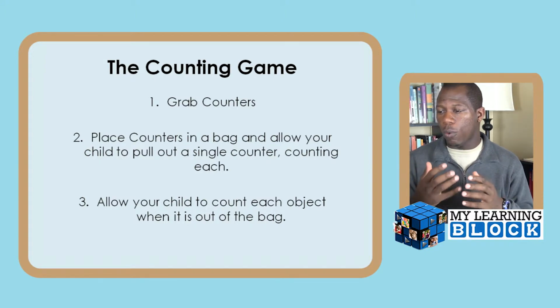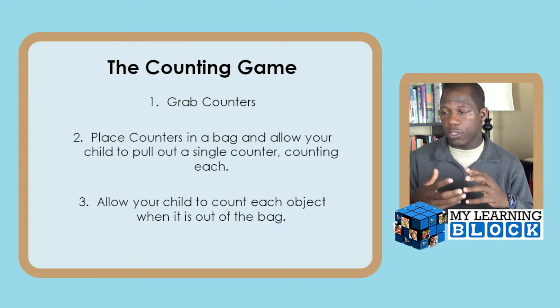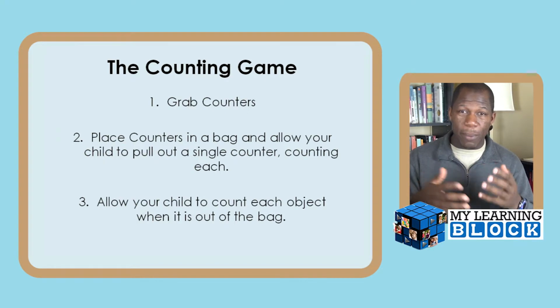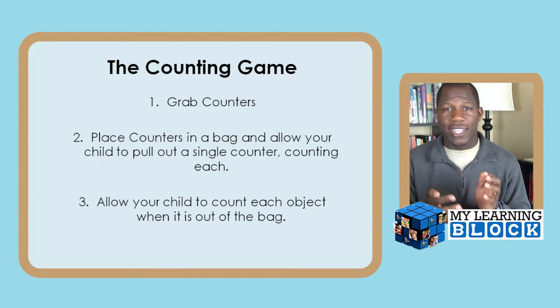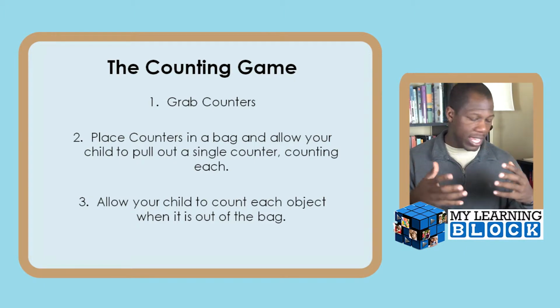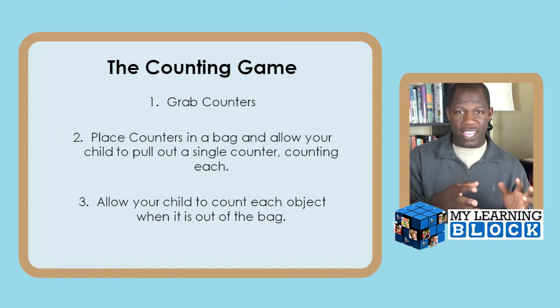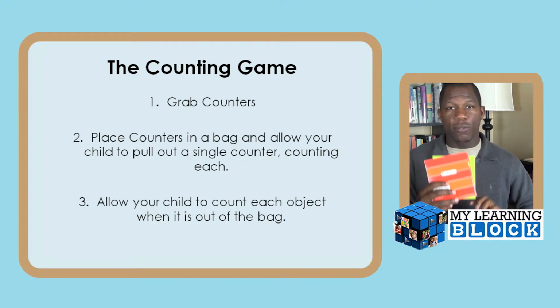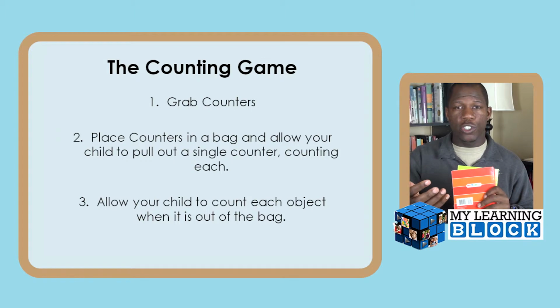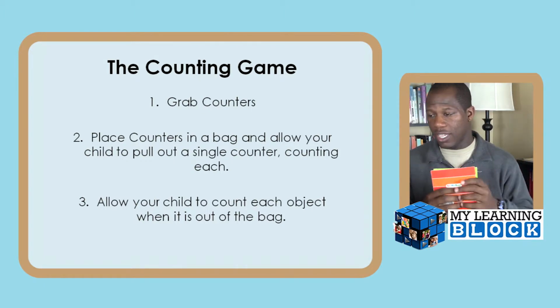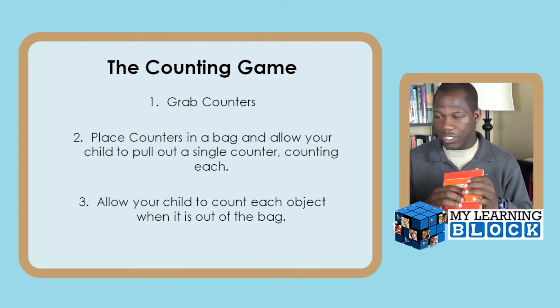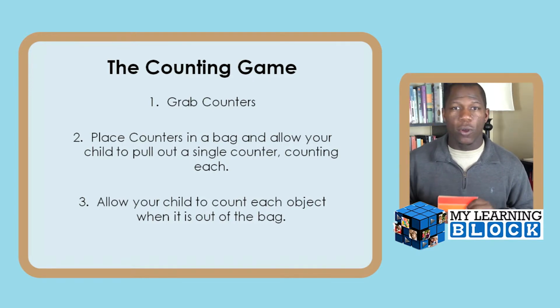To start off, you're going to place the counters or the books in a bag, or not in a bag, and you're going to allow your child to count each individual piece. In this instance, I don't really have a bag, but I'm going to take the books from on screen to off screen. But you can use your bag as such, and then you're going to count each object. As you see, it says allow your child to count each object when it is out of the bag. So I'll bring them to the camera in that instance.